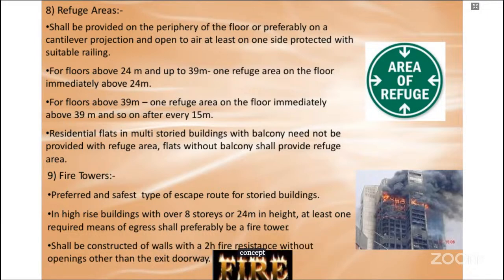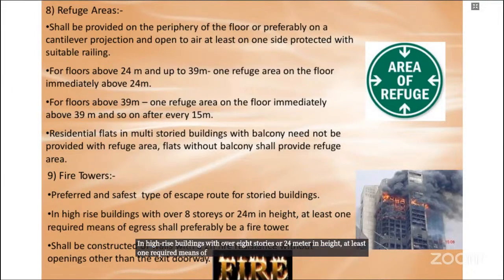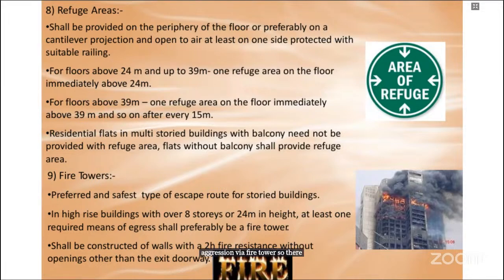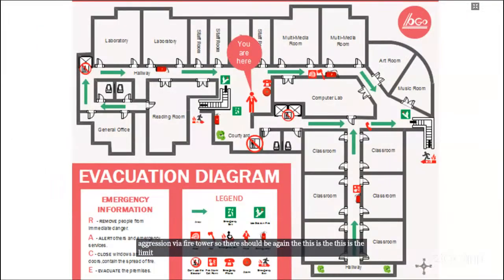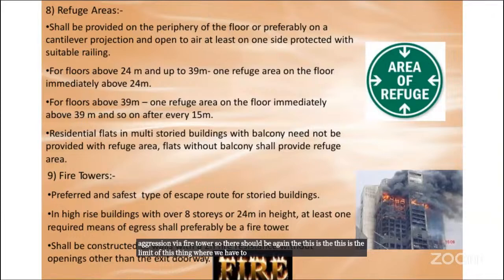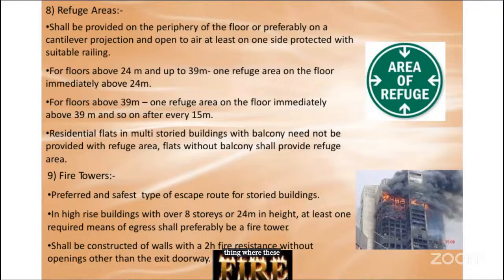Fire towers are the preferred and safest type of escape routes for storied buildings. In high-rise buildings with over 8 stories or 24 meters in height, at least one required means of egress shall preferably be a fire tower. So this is the limit: within 24 meters, after just 8 to 9 floors, we have to give that particular type of area that should be open to sky, where these fire towers are implanted and where you can basically save yourself, save human life.